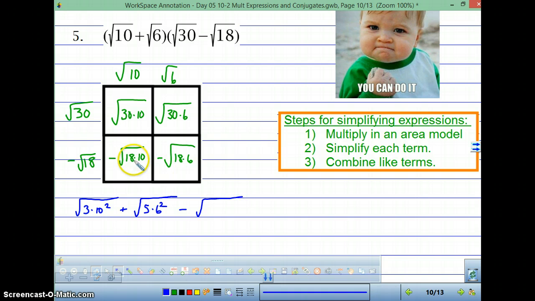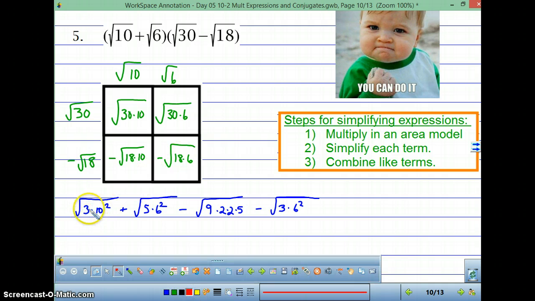Next box, we've got 18 times 10. Well, I know 18 I can factor as 9 times 2. And 10 factors as 2 times 5. So now I've got perfect square, prime. I'm good. How can we factor this one? How is it going to help us? Well, I know that 6 is a factor of 18. So if I do 18 as 3 times 6, then I can add this other 6 on as a square.